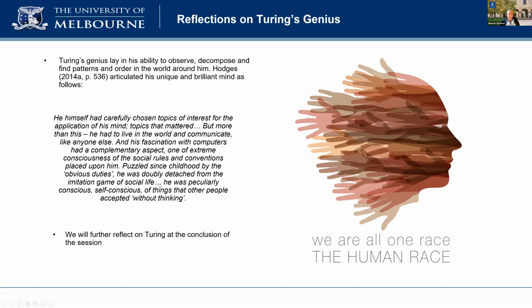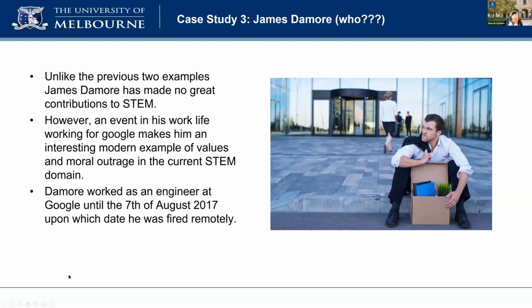Yeah, he found it really difficult to be in public. He found it really difficult to imitate how one was supposed to behave in society. He was peculiarly self-conscious of things that other people accepted without thinking. And that's a big theme of this paper: just not accepting things at face value, but really looking more deeply into them. We'll return to Turing. I'm looking at my time and I've got about 5 minutes left.